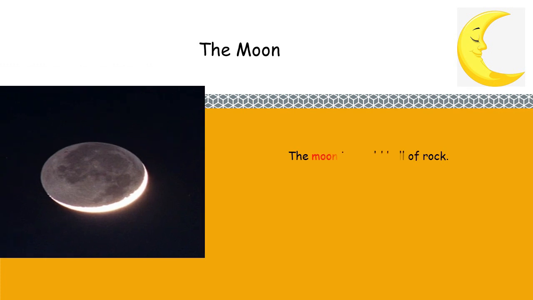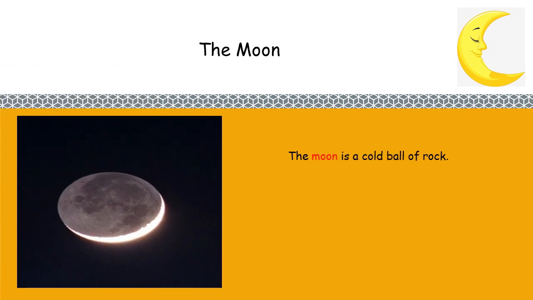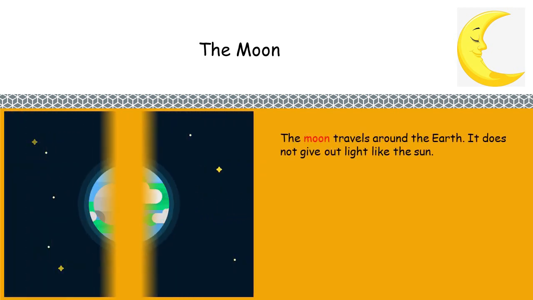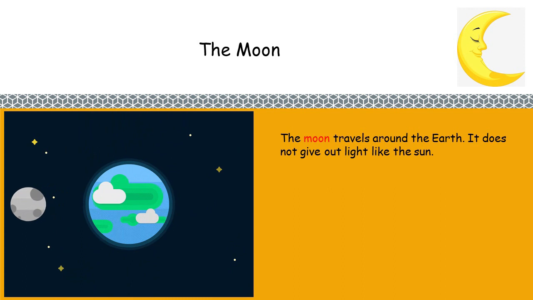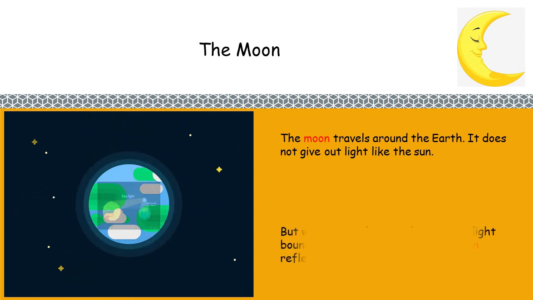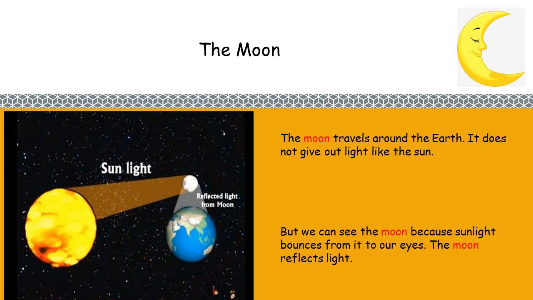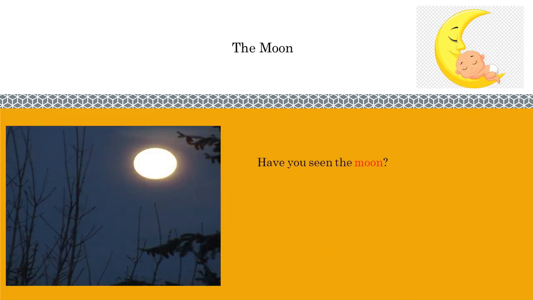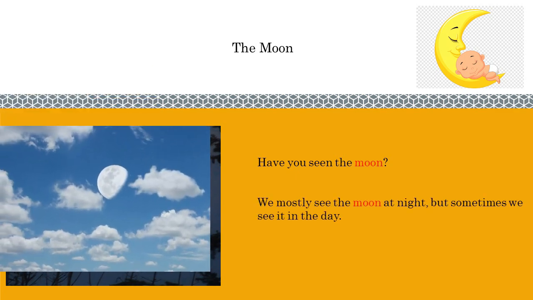The moon is a cold ball of rock. It has mountains and craters. The moon travels around the Earth. It does not give out light like the sun. But we can see the moon because sunlight bounces from it to our eyes. The moon reflects light. Have you seen the moon? We mostly see the moon at night, but sometimes we see it in the day.